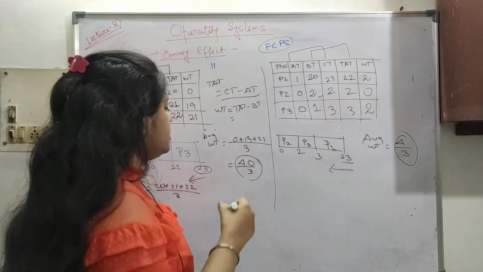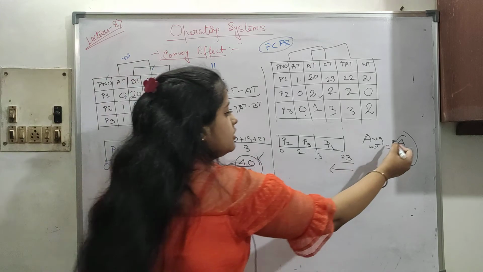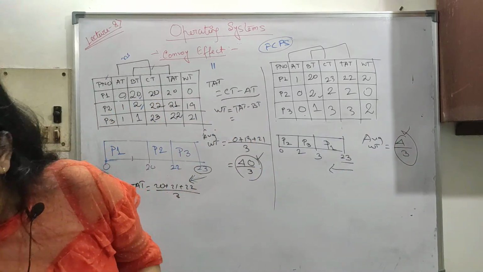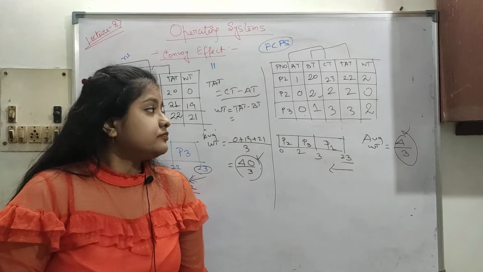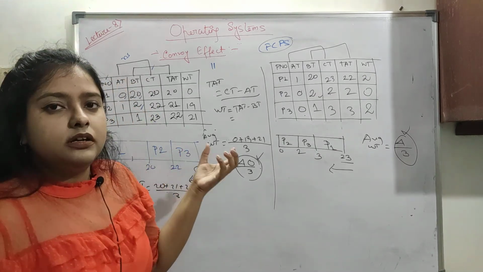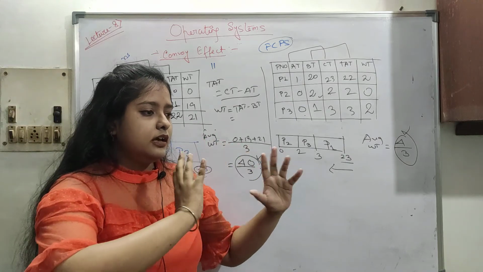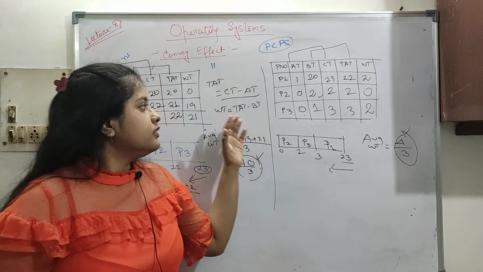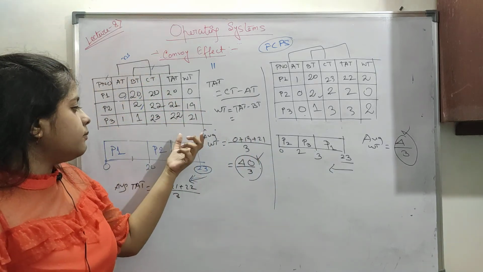See how drastically this has changed from 40 by 3 to 4 by 3. So this is our convoy effect. Because we have changed the arrival time, see, convoy means what? When a fleet of ships is going, this is a convoy. So this is happening, this is a certain problem in FCFS.